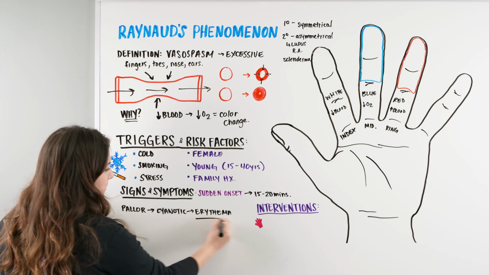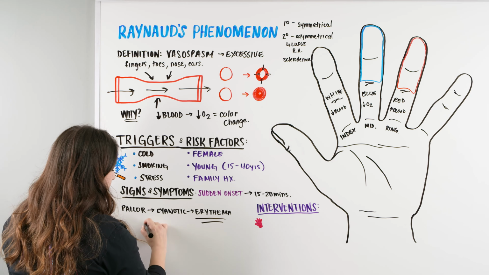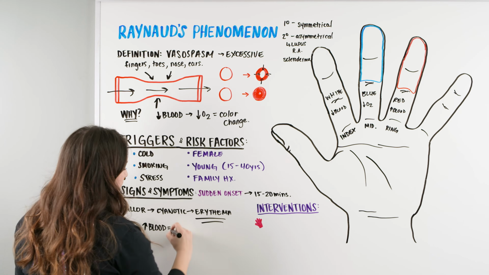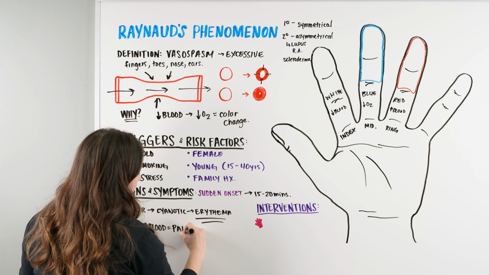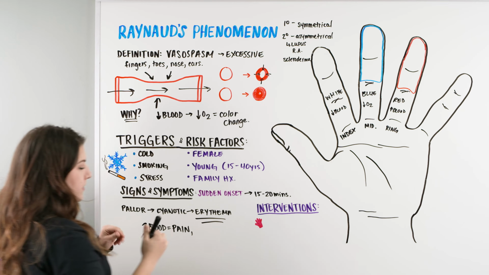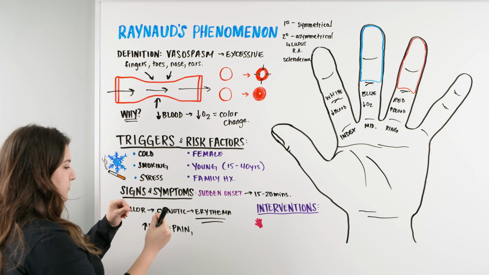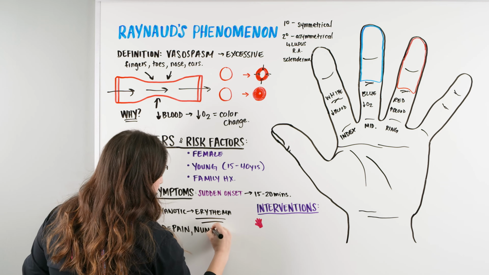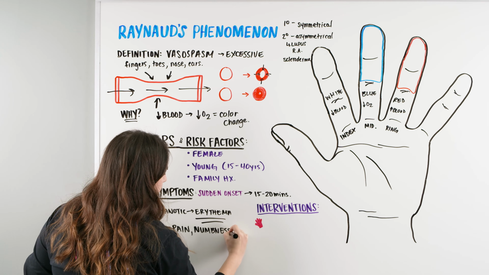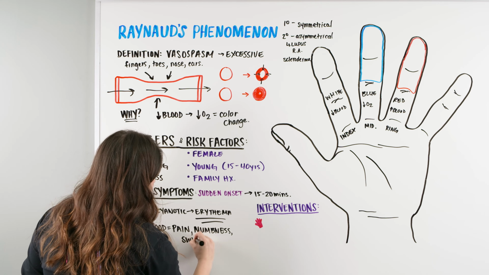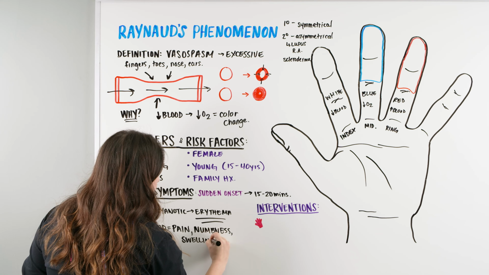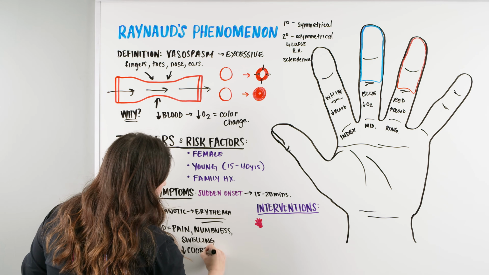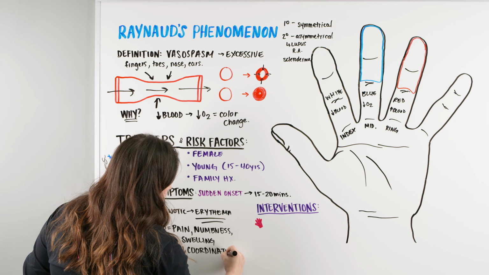So what's going to happen here? So we have this blood flow that's going to increase, right? With that, they're going to have some of their symptoms. They're going to have pain, maybe that paresthesia, that numbness or tingling, pins and needle type of feeling. So they're going to have numbness. Because of all this, they may have some swelling. And the last thing is they're going to have possibly a decrease in their coordination.